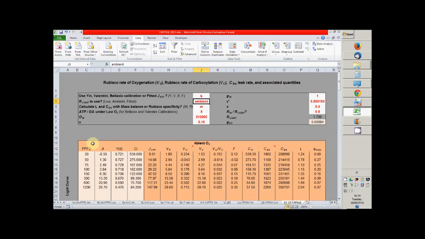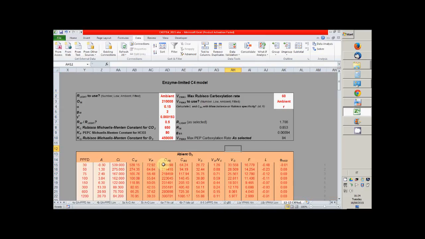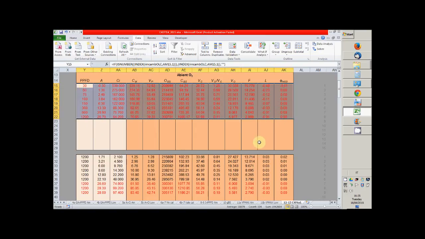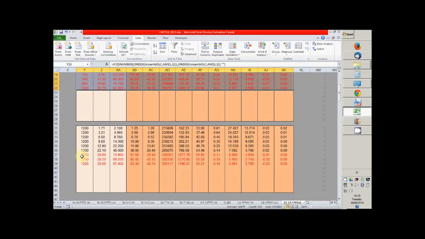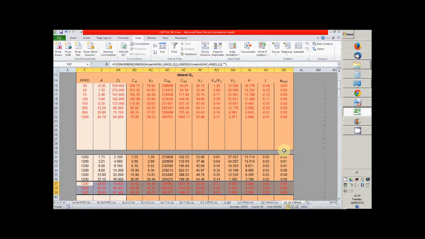the C4 model is calculated also in additional features. Here we have the same quantities calculated with the enzyme limited equations. Similar parameters are specified, and here the values highlighted in red are those which were assigned light limitation. So this includes the whole light curve and the light limited part of the ACI curve.